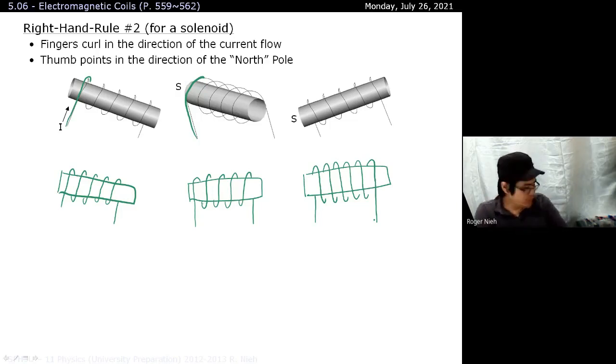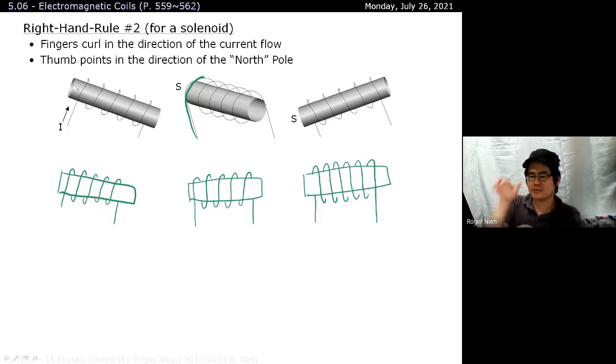So now let's start predicting which side will be magnetic north and which side will be magnetic south based upon our setup here. In the first diagram, we see that current is going up through the front. So then you can start placing your hand on top of these solenoids, where your fingers point in the direction of current flow. So it's going up through the front and down through the back, like so.